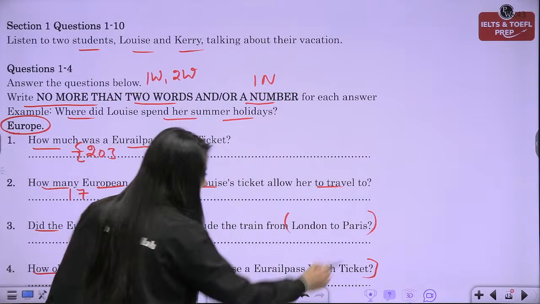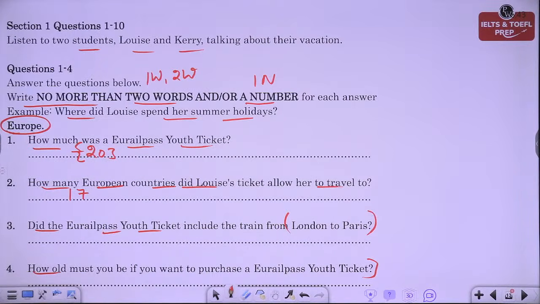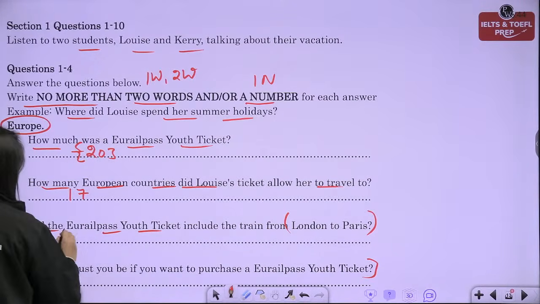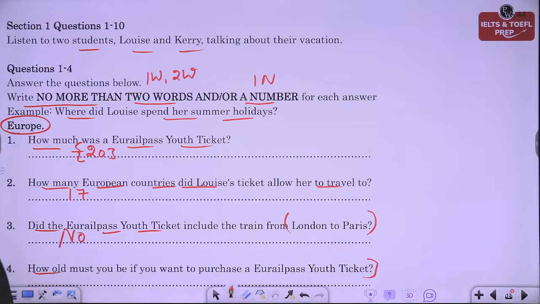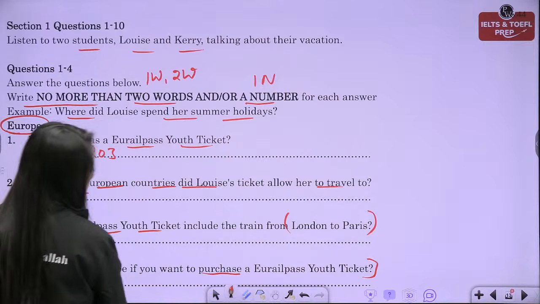क्या आएगा इसका आंसर? बताओ. इसमें आपको yes or no चाहिए था. So what's going to be the right answer for this one? आपका आंसर होगा नो. आंसर होगा नो. नेक्स्ट, How old must you be if you want to purchase a Eurail Pass ticket?